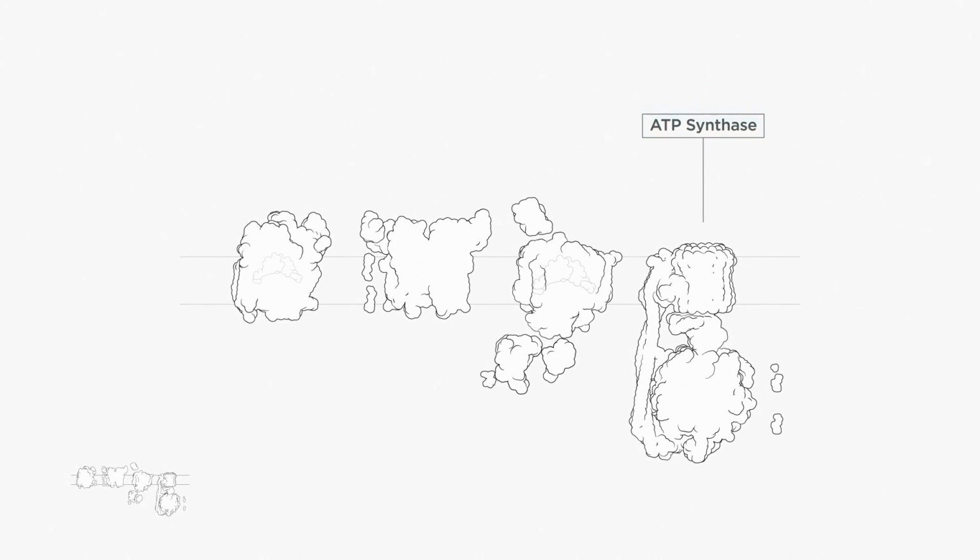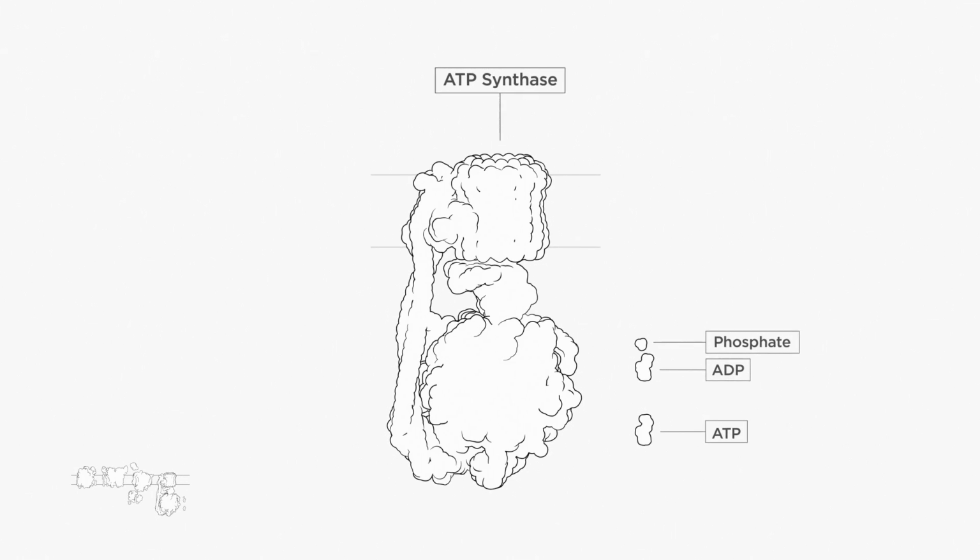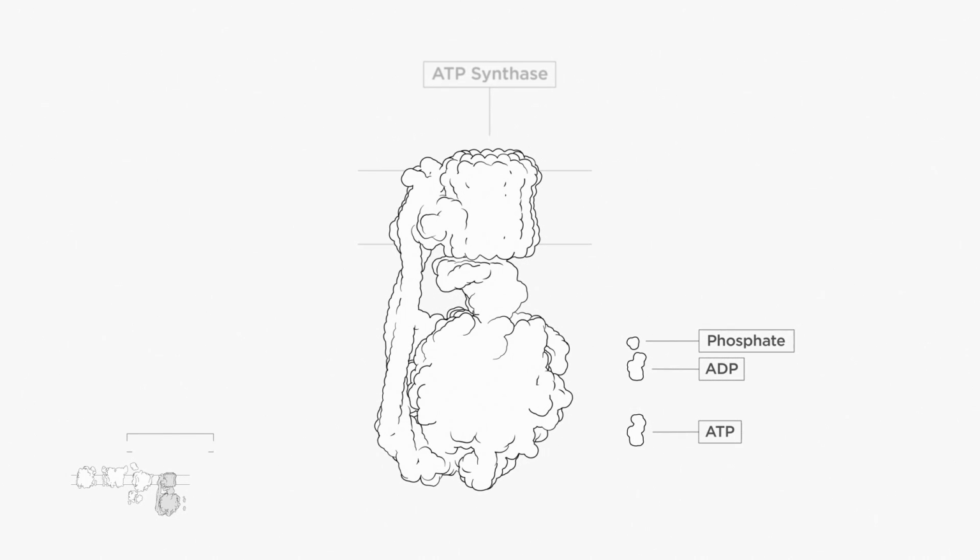ATP synthase uses this gradient to connect ADP and phosphate, creating ATP. Hydrogen ions flow through ATP synthase, turning a rotary motor that powers the construction of ATP. This ATP is used to power most of the processes of the cell, including the construction of sugar from carbon dioxide and water.